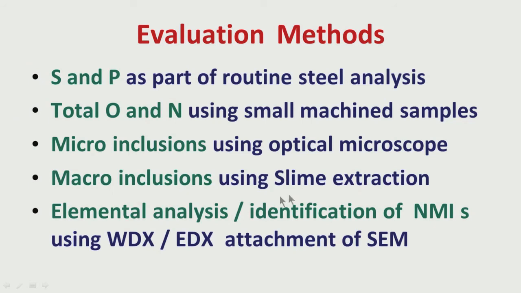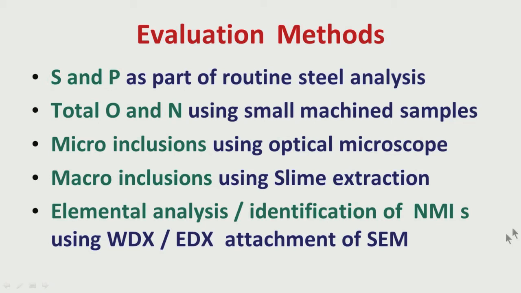So, we should know what are the macro inclusions, that means their constituents, chemical constituents, and what are the size distributions. Likewise, for micro inclusions as well, we should know what are the type of inclusions and what are the size distributions. Now, as I was talking about, we should know the type of inclusions or the chemistry of inclusions, whether micro or macro. How do we do that?